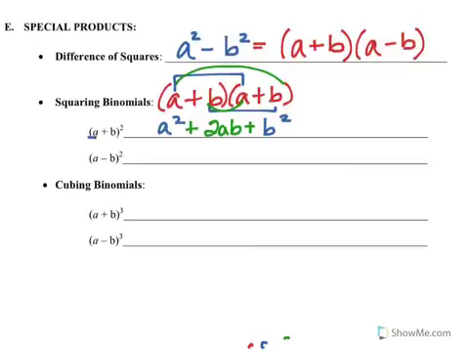Same thing happens when you have a negative. All you have to do is change the middle sign. So you'll have a squared and b squared, but this time because you have a negative here, this will be minus 2ab.